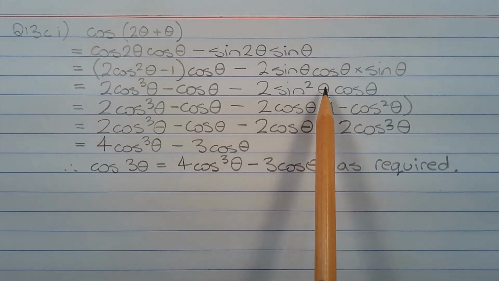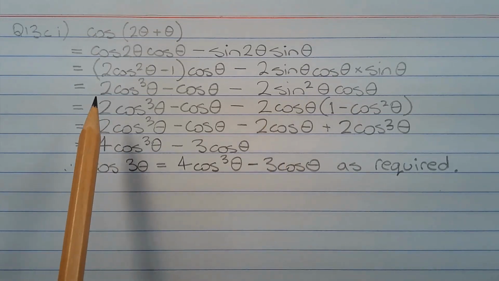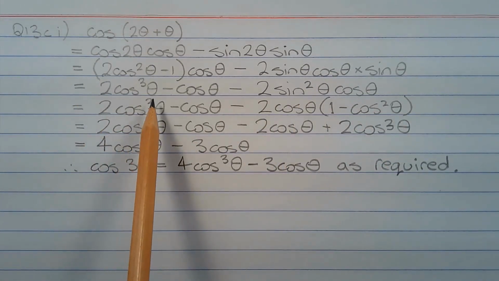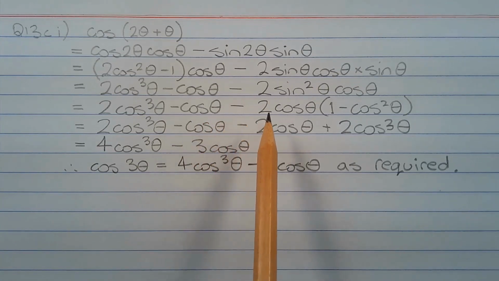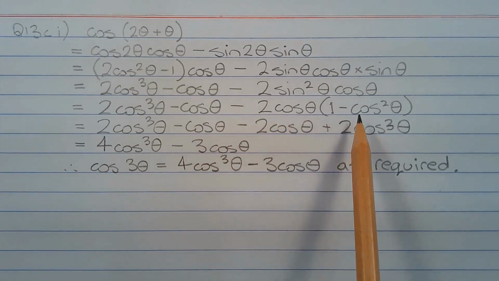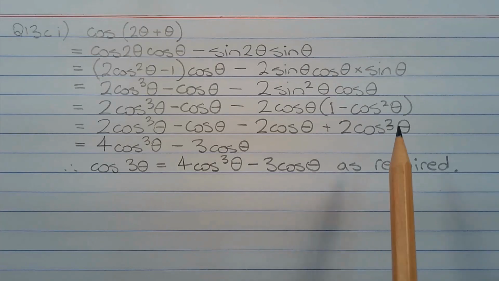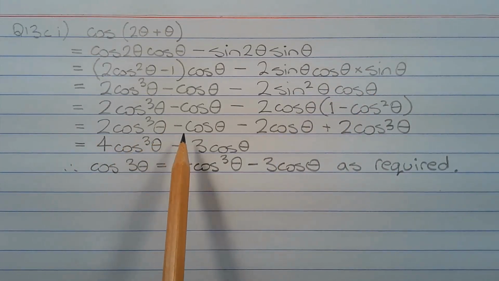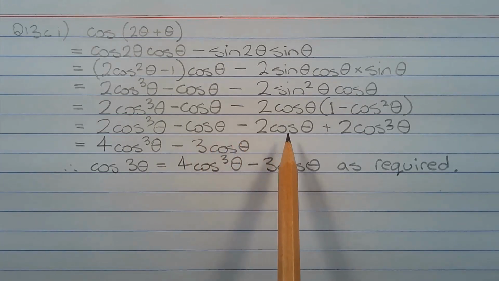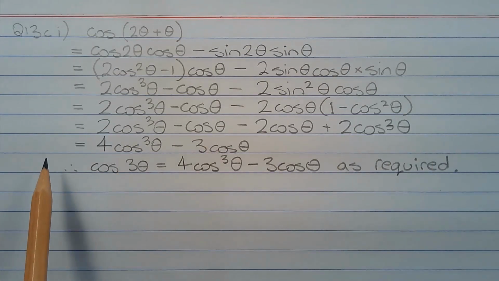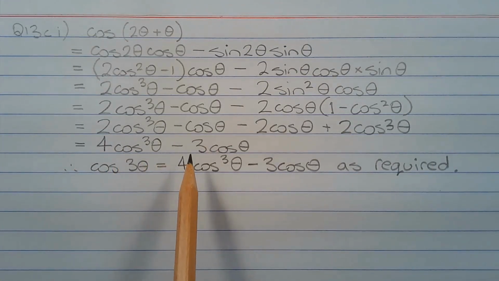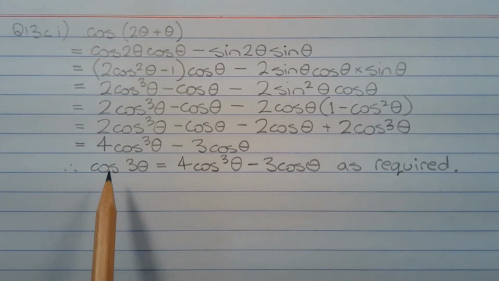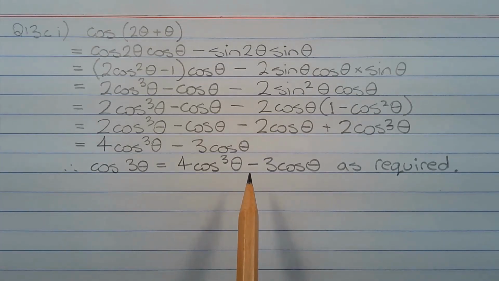Now sine squared theta is equal to 1 minus cos squared theta. So this expression becomes 2 cos cubed theta minus cos theta minus 2 cos theta times 1 minus cos squared theta. Expanding the brackets here, the expression becomes 2 cos cubed theta minus cos theta minus 2 cos theta plus 2 cos cubed theta. Collecting the like terms, that equals 4 cos cubed theta minus 3 cos theta. Therefore, cos 3 theta equals 4 cos cubed theta minus 3 cos theta as required.